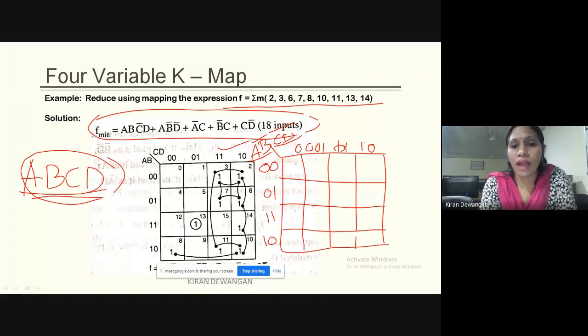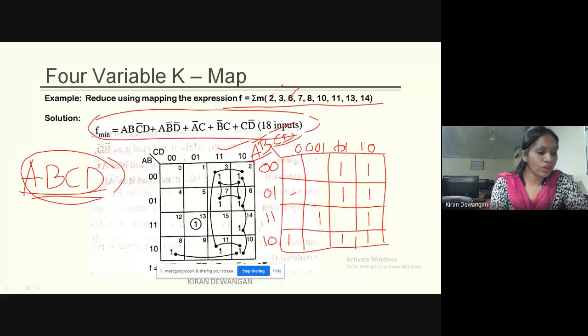Now we have to map. We are given M2. Where is our M2 located? It is here. M3 is here. Then M6. This one is 6. So this is 4, 5, 6, then 7. Then 8 comes here, 9 and 10. 10 is here. Then 11. Then we have 13. 12, 13 is here. Then 14 is here. So this is how it is mapped.